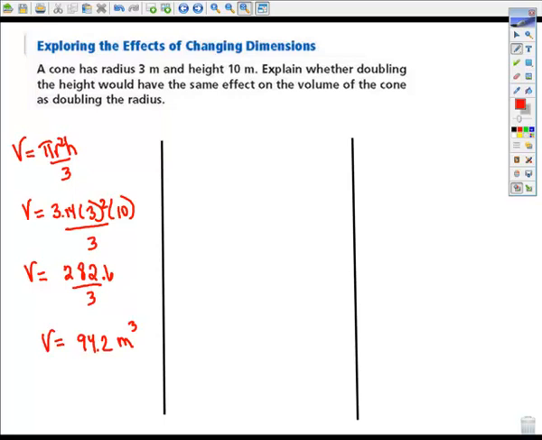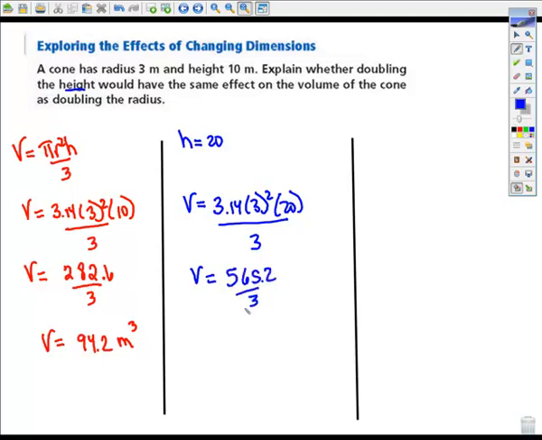And now we're going to double the height. So my height is now 20. So we'll do the same thing. So we get 3.14 times 3 squared times 20 divided by 3. So I get 565 and 2/10 divided by 3. And this is 188.4 meters cubed.